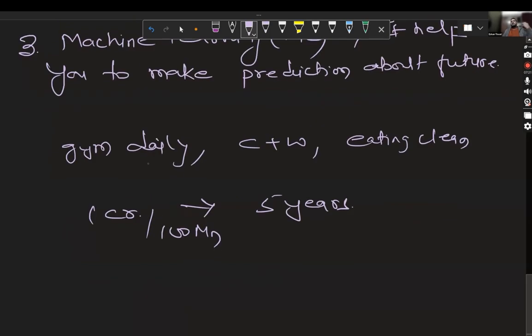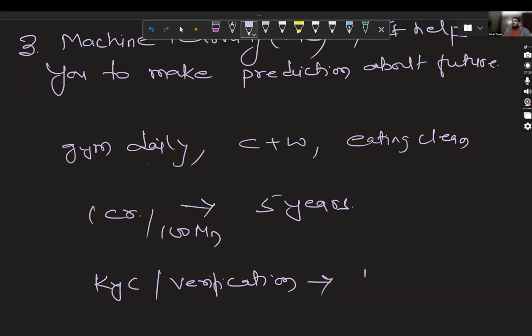Or if you guys see, whenever you are taking a loan or a credit card, they ask you for KYC or any kind of verification, right? And then they say whether they can allow you a SIM or not, allow you a loan or not, allow you a credit card or not. What they do, they predict whether you are a fraud or not. If they predict that you are likely to be a fraud, they won't give you a loan or credit card. But if they predict, no, you are not a fraud, then they will give you.